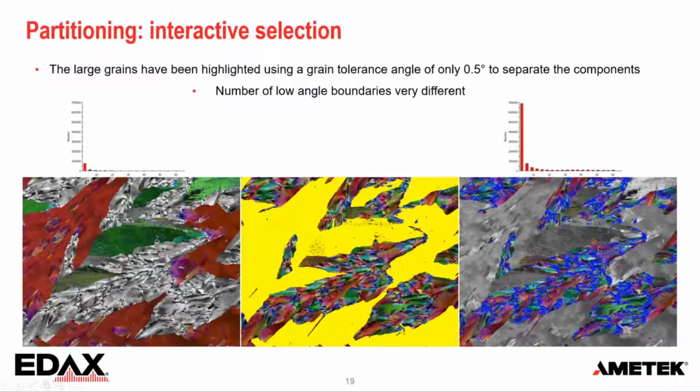Now, obviously, on the large grains, you have very few boundaries. And for the smaller grains, you have lots of boundaries. But if you scale those two charts, these are just the number of low angle boundaries that we have here, you can see that the distribution is the same. So that tells you something about the scaling of this microstructure.